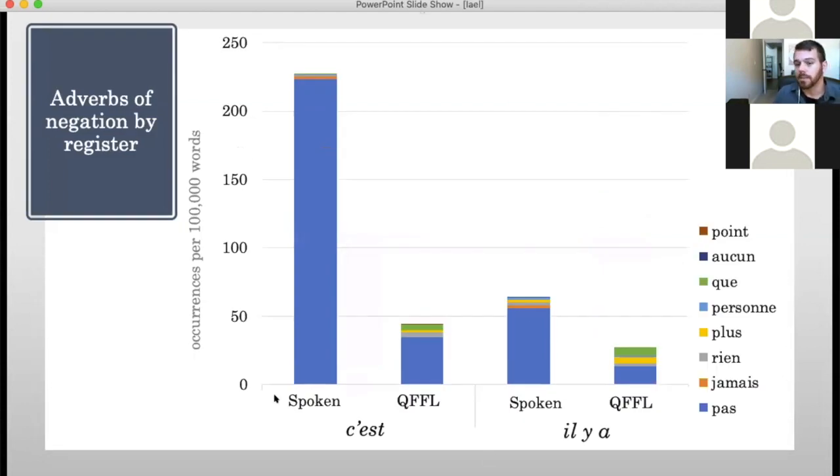If we break it out between the two registers, we still see the vast majority of these instances just use pas for negation.